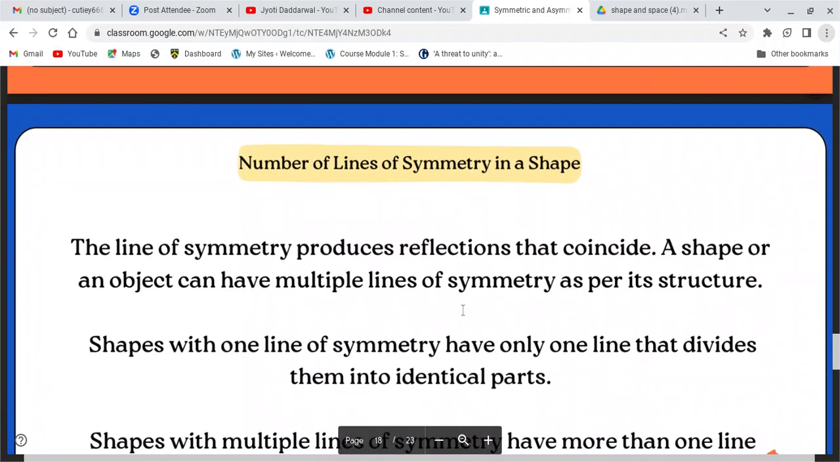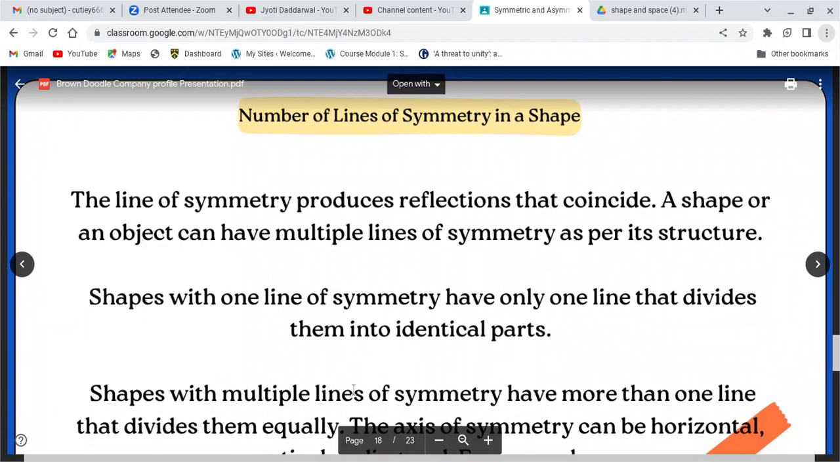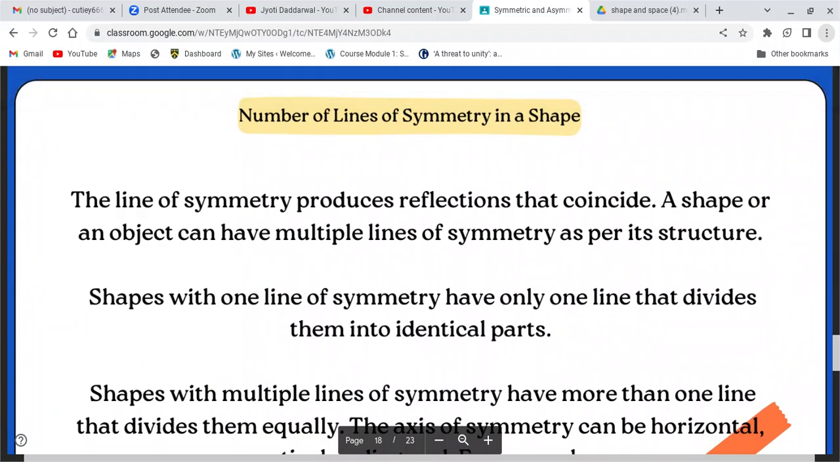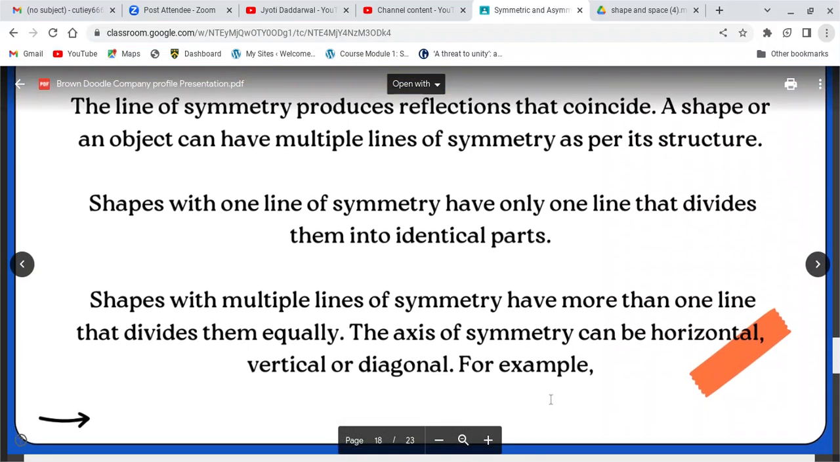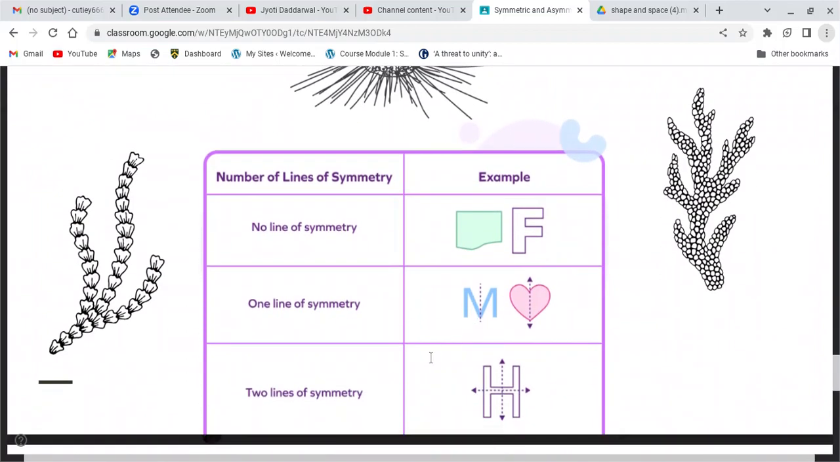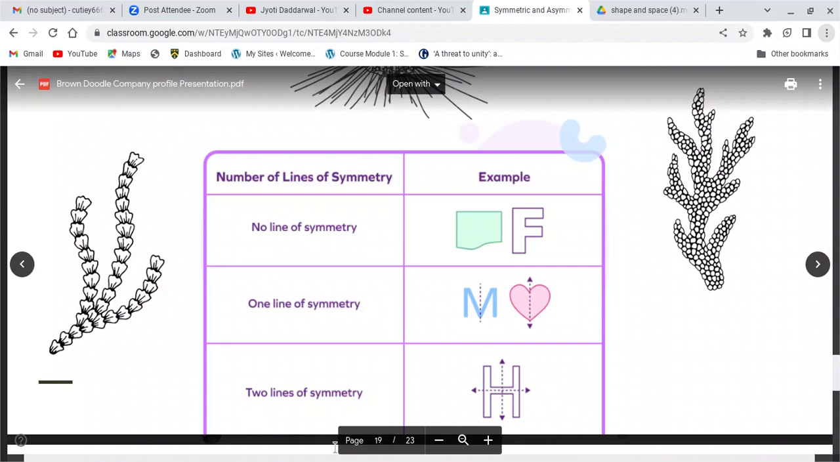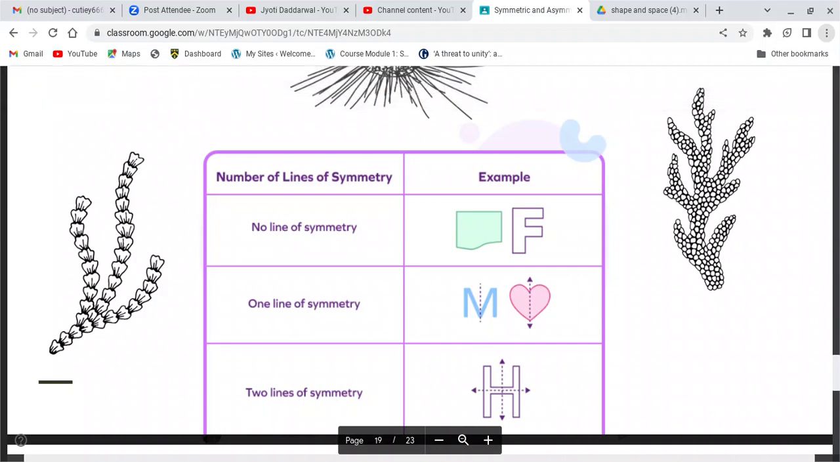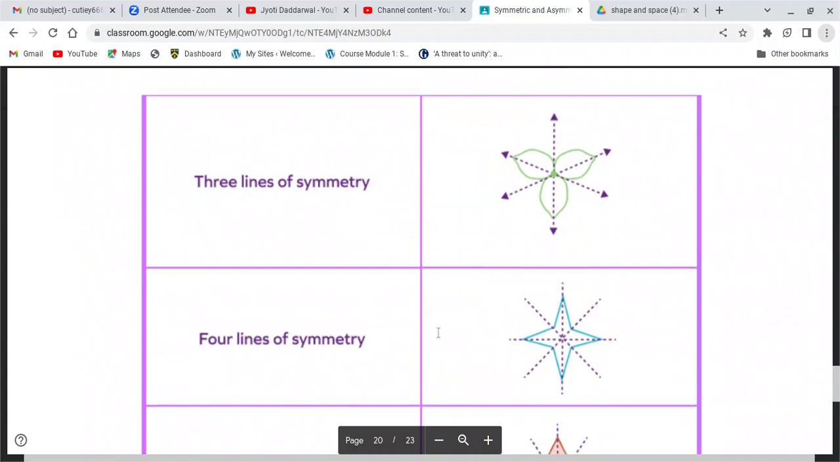Then I told them many things, like the number of lines of symmetry in a shape. A shape with one line of symmetry has only one line that divides it into identical parts. A shape with multiple lines of symmetry has more than one line that divides it equally. The axis of symmetry can be horizontal, vertical, or diagonal, which I already told them. Then I give them this kind of figure, so that they see there are some figures which have no line of symmetry, then one line of symmetry, two lines of symmetry.